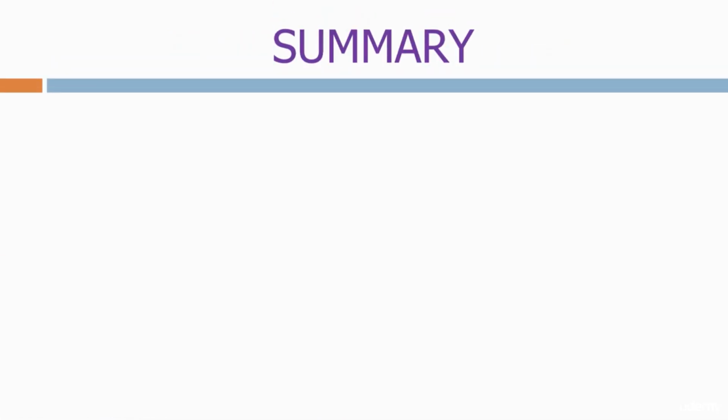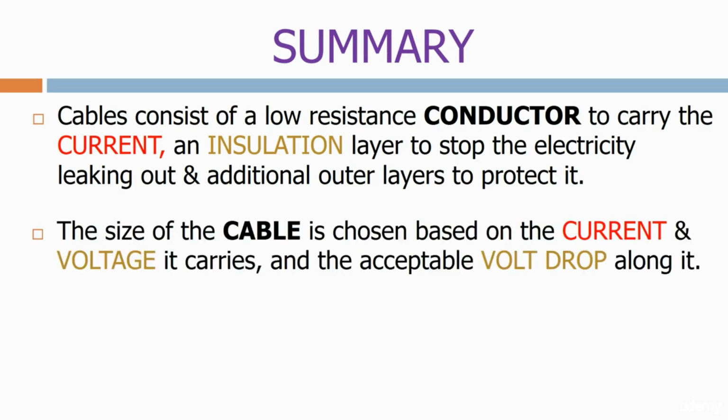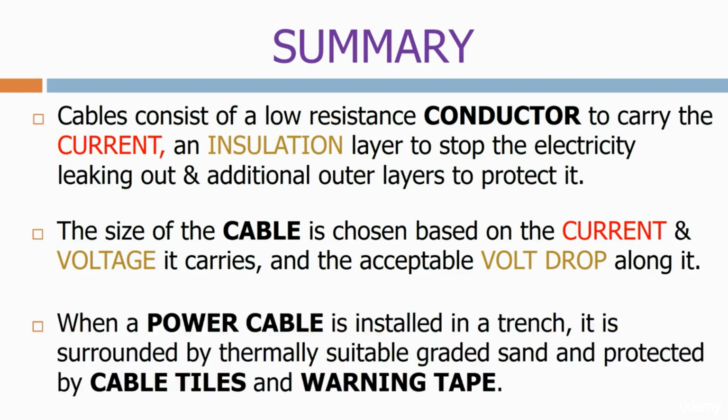Let's summarise what we've learned today. Cables consist of a low resistance conductor to carry the current, an insulation layer to stop the electricity leaking out, and additional outer layers to protect it. The size of the cable is chosen based on the current and voltage it carries, and the acceptable volt drop along it. When a power cable is installed in a trench, it is surrounded by thermally suitable graded sand and protected by cable tiles and warning tape.